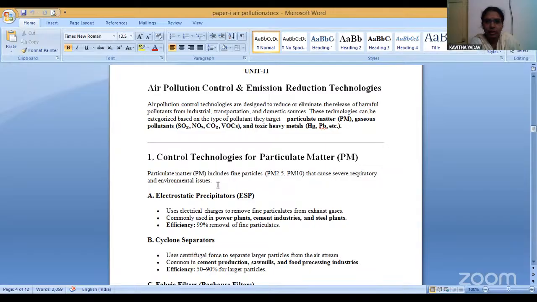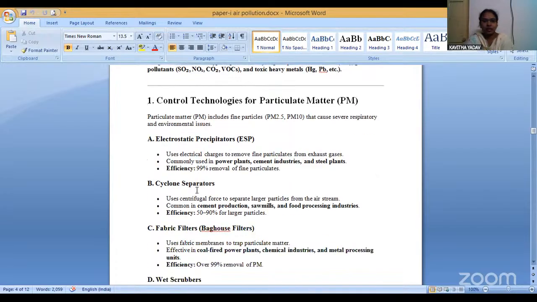Air pollution control technologies are designed to reduce or eliminate the release of harmful pollutants from industrial, transportation, and domestic sources. These technologies can be categorized based on the type of pollutants they target: particulate matter, that is PM, and gaseous pollutants such as sulfur compounds, nitrogen compounds, carbon compounds, volatile organic compounds, and toxic heavy metals. This is just the introduction to air pollution control and emission reduction technologies.